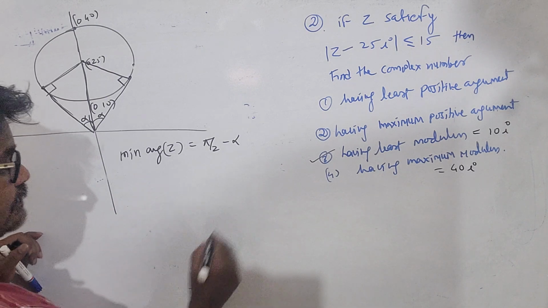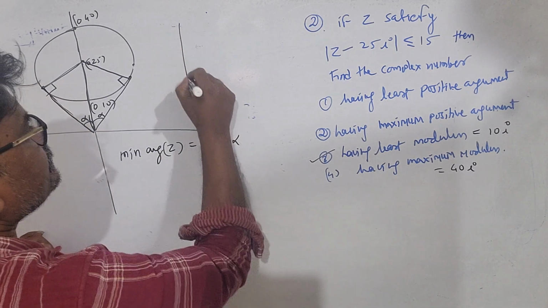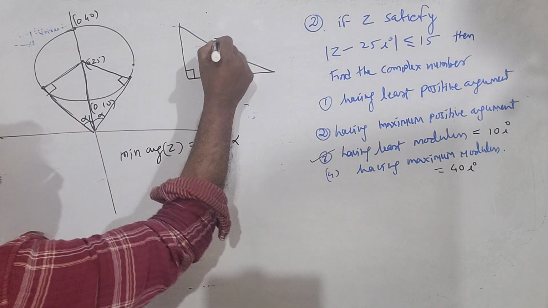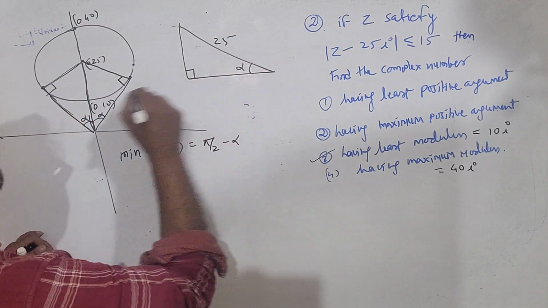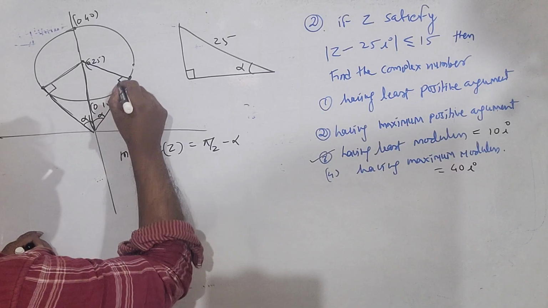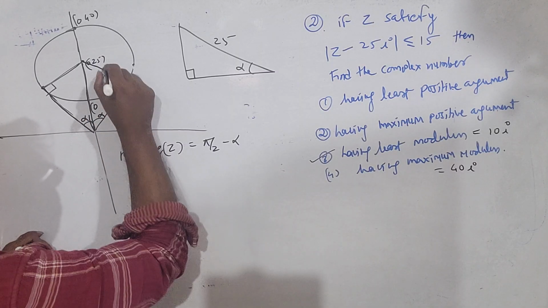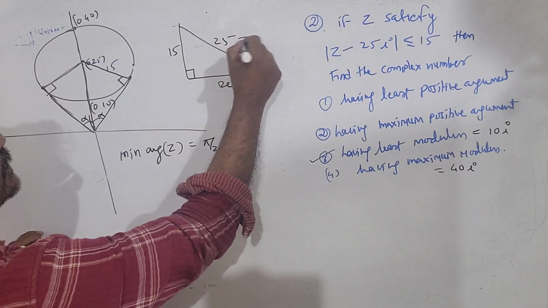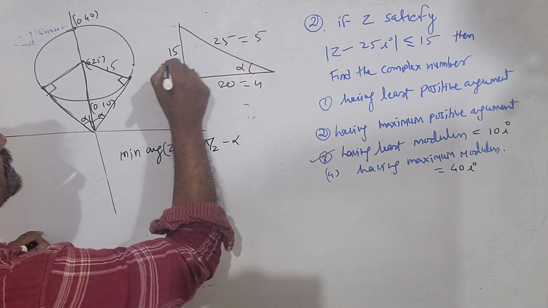Now alpha we have to find out. Here this is 90 degrees. The side opposite the 90 degrees is 25, the side opposite alpha is 15, correct? Radius is 15, so therefore this is 20. You can see that this is 5, this is 4, this is 3.